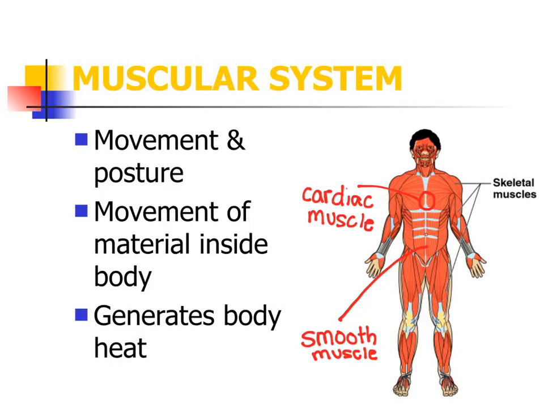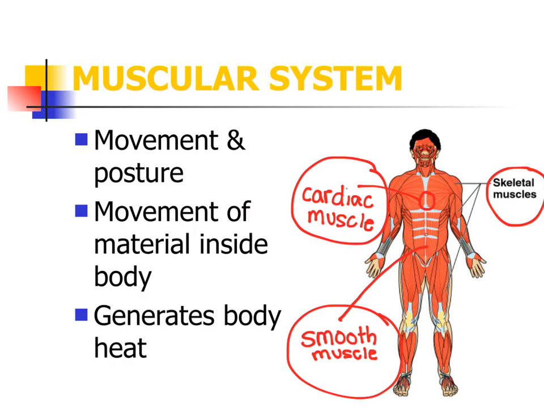The muscular system is involved in body movement and posture. It is also involved in movement of material inside the body, and it generates body heat. The major organs of the muscular system are the skeletal muscle, the cardiac muscle, which is inside the heart, and smooth muscle, which surrounds internal organs so that they help in movement of material inside the body.